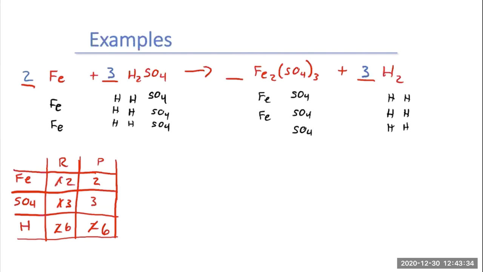So now I can see with our balanced coefficient, with our balanced equation, we have 2 irons plus 3 sulfuric acids gives me 1 iron sulfate. We don't need to write the 1 here, and 3 hydrogens.